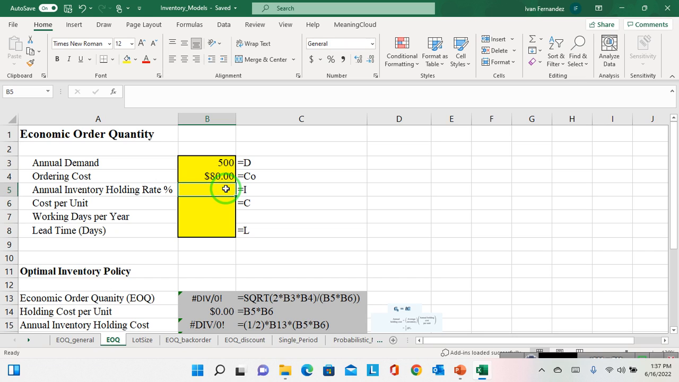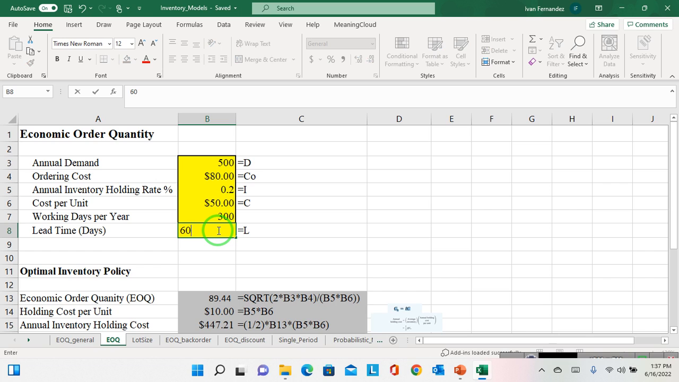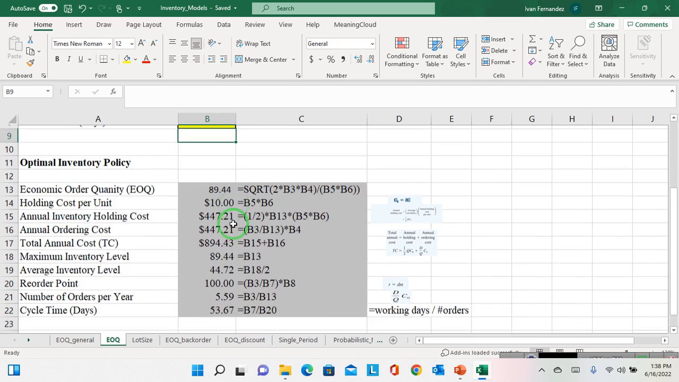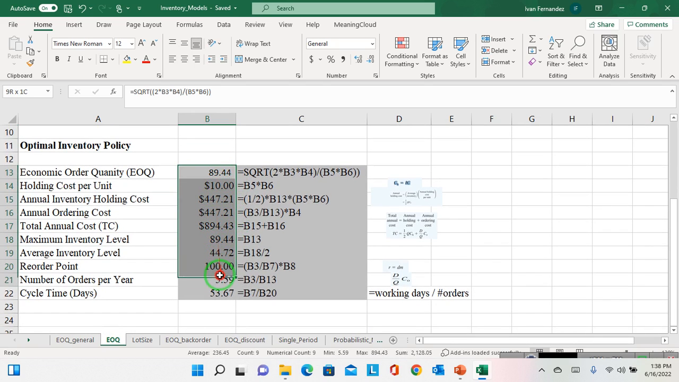The annual inventory holding rate: by the way, this Excel is made to calculate holding cost as a percentage. In some cases, somebody may tell you the holding cost is $1 per unit. This Excel wouldn't work, because it is based on a percentage, like 20%. You would have to create another one. Cost per unit is 50. We work 300 days a year, we sell 300 days a year, and the lead time between orders is 60. Look down below, and you have all your numbers calculated for you.